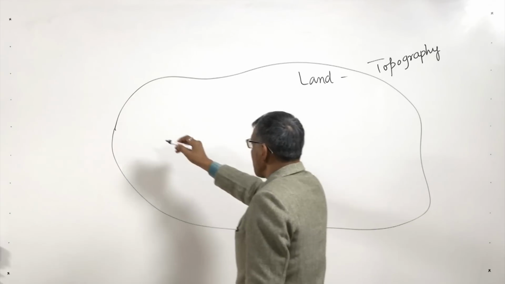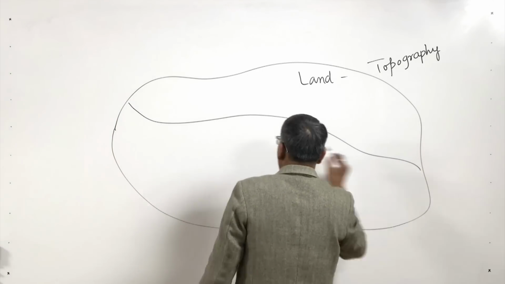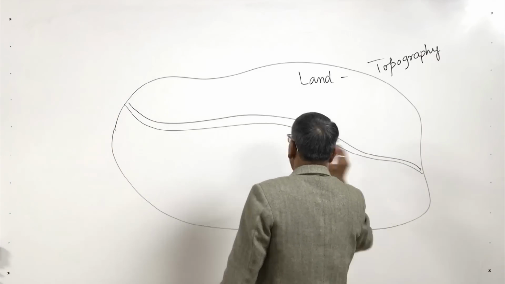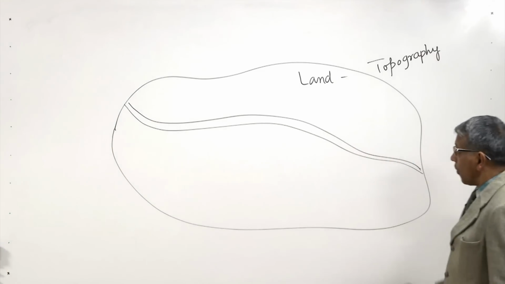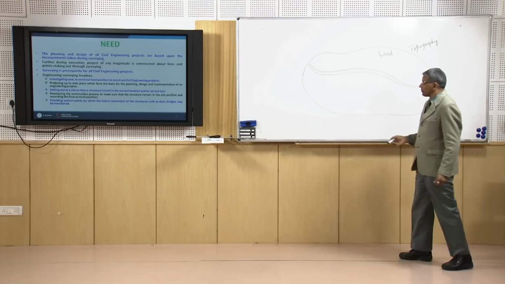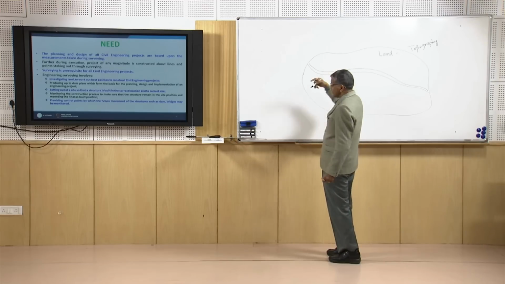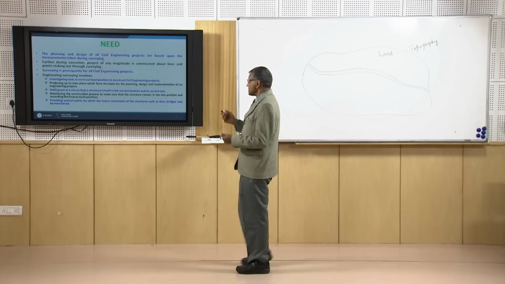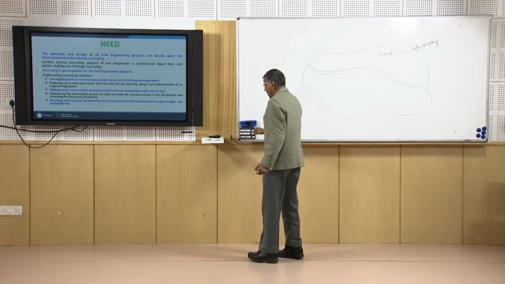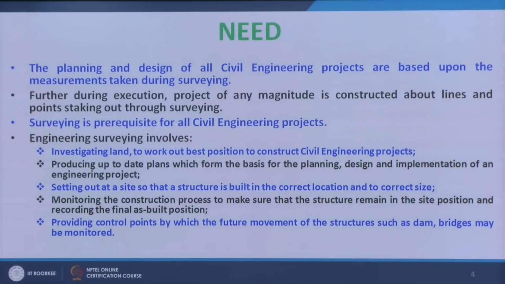Once we know it, suppose we want to construct a road, and this is the alignment along which we have planned to construct the road. Once we plan it in the map, then again we have to go into the field to establish this road in the field. That is called staking out. All this work we need to do, and we will do by using surveying work.